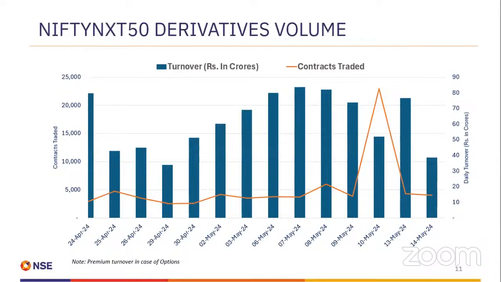This is just a volume graph, so it is just picking up. This is turnover and contracts traded. This is basically total derivatives volume.